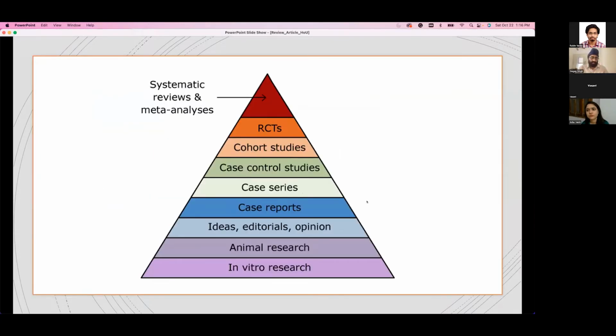So basically what we call is a pyramid of research. Of course, the basic research is in the lab, in vitro research. Again, it's not my area of interest, but it's important, because that's where the research starts, lab or bedside research. And then animal research, then ideas and editorials, which we'll touch on a few. And then you have clinical research: case reports, case series, which could be a series of one or two patients or multiple patients. And then case-control studies, cohort studies, and randomized controlled studies.